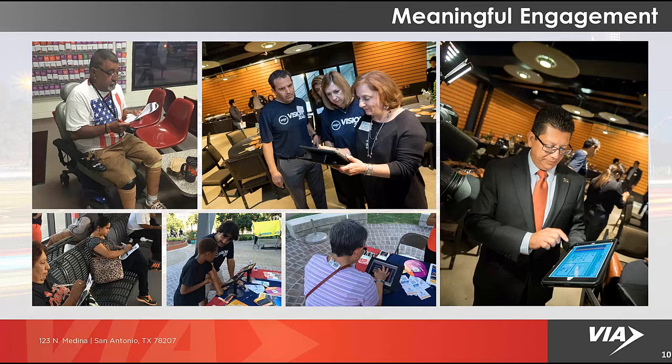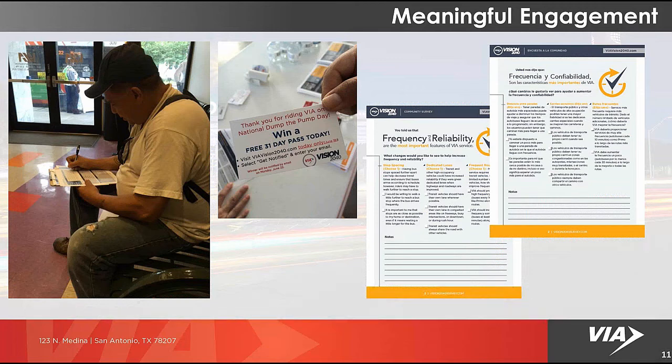Our team was very strategic. They found events where people had to stand in line and where they wouldn't mind taking up 8 minutes to complete our survey. The second phase, we had promotional things. This is a free 31-day pass, which is a great incentive for a lot of our bus riders. We used Google Forms as our online piece of this, and then we also had the paper version in both English and Spanish.